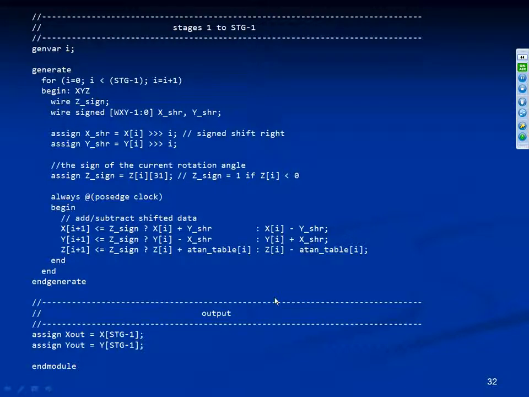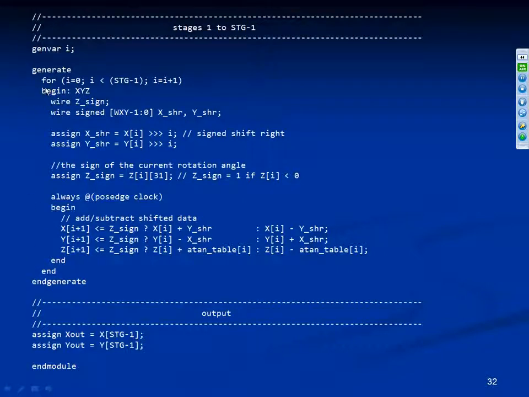So then, after we've done our initial stage 0, we need to do all of our stages from 1 to S stage minus 1. Okay, we need to do the rest of them. And these are fairly simple now. Here we have a generate statement. I don't know if you've used the generate statement very much, but basically we're using a for loop here, and you see that there's a begin and end block. And it's a named block.